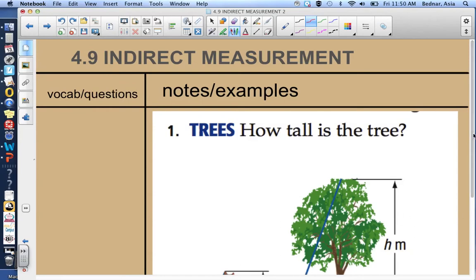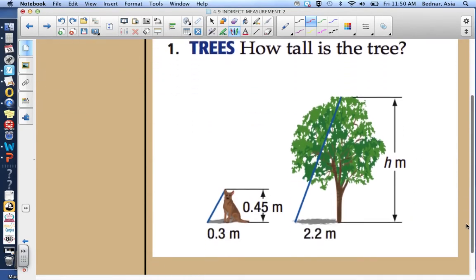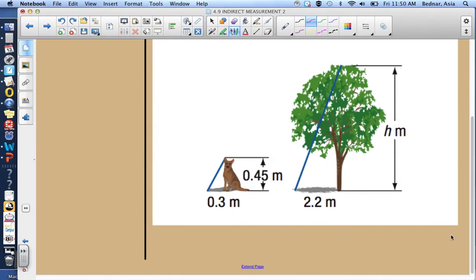Let's try another one. How tall is the tree? Continue to look for corresponding sides. Here it looks kind of silly because I don't see any triangles, but I could very easily make a triangle by just moving that point in, or make a triangle here by moving that line in. This would still be for that height, and this would still be for that height. Small to big equals small to big.